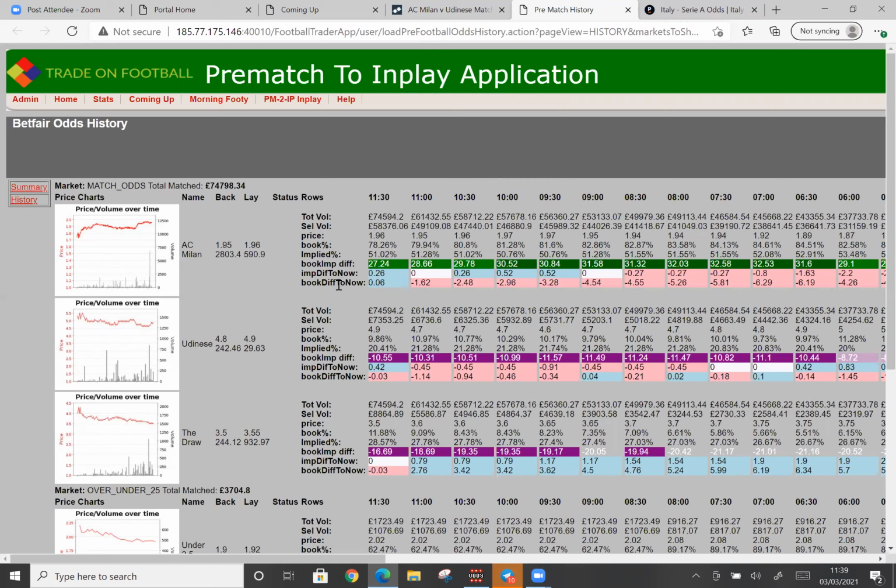If, say, at 12 o'clock it's still blue, yes, good. If it's still blue at 12:30, still good. Once it starts going pink, then you might start thinking about getting out of the trade.